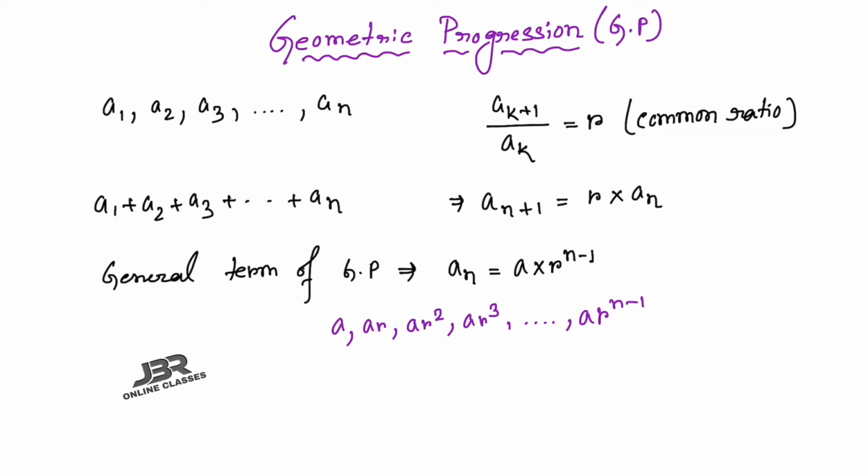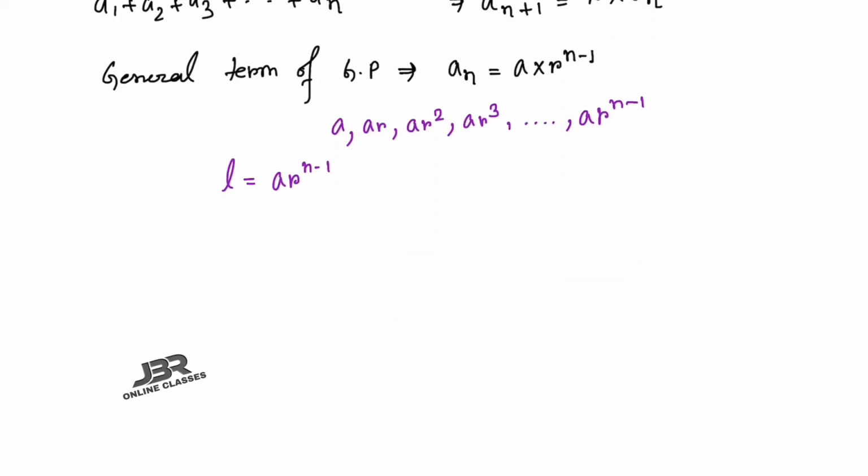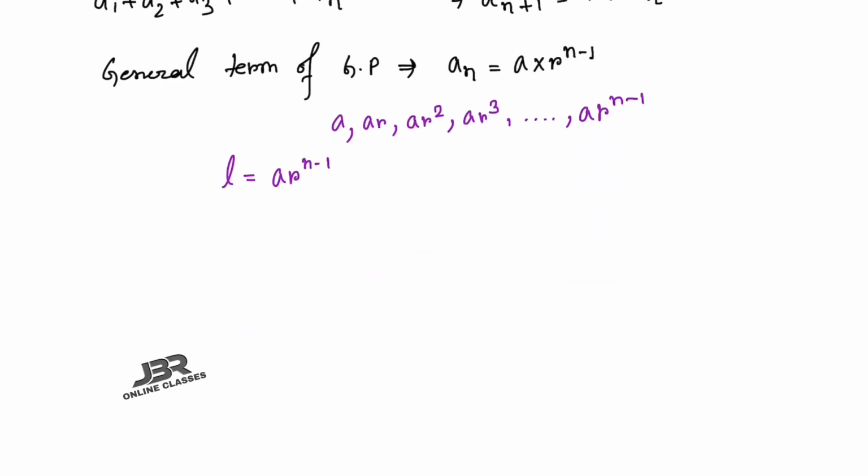Now the next one, the last term. Here is the formula to find the last term, where l represents the last term, and that equals a r to the power n minus 1. So a r to the power n minus 1 is the last term. Now here are some shortcut formulas. You have to remember these.